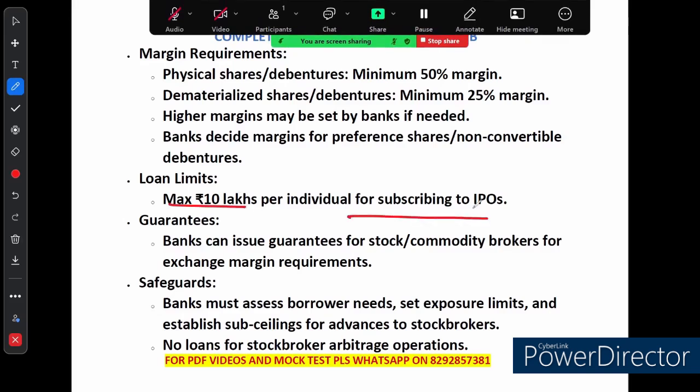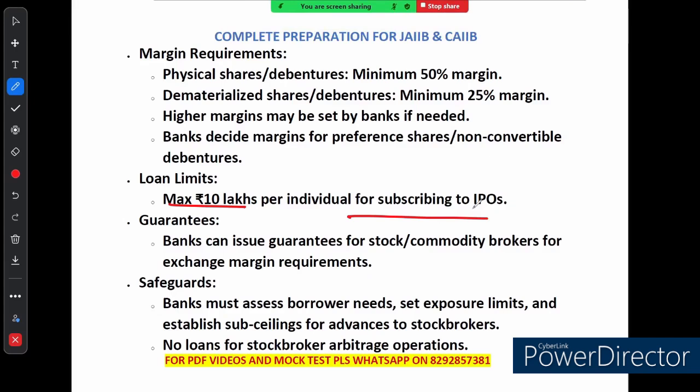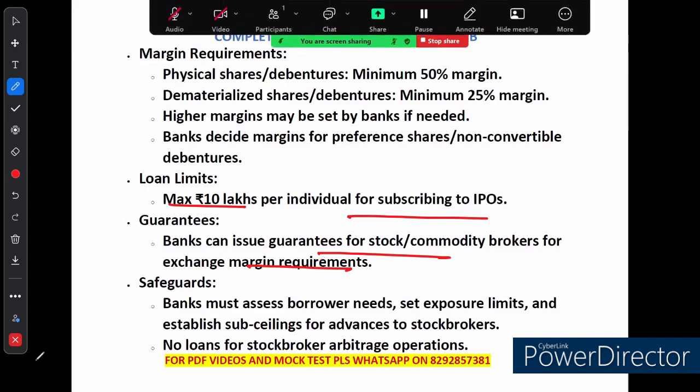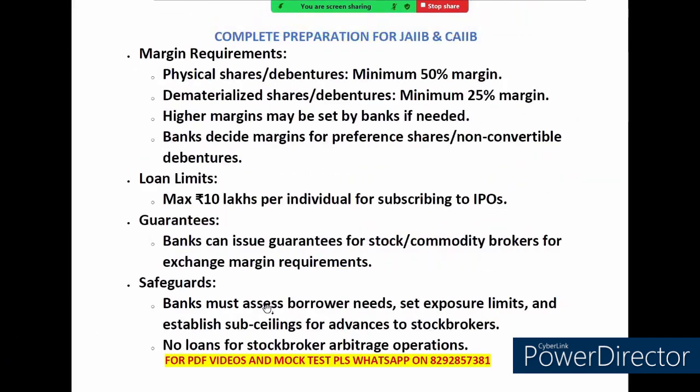Now the bank can also issue a guarantee to a stock or commodity broker for their exchange margin requirement, right? But there are some safeguards to protect both the bank and the borrower. The bank assesses the borrower's actual need, sets an exposure limit, and establishes a sub-ceiling for loans to stockbrokers. Loans are not provided for arbitrage operations. Remember it. Arbitrage means when a broker tries to profit from price differences between markets. For that, no loan is provided.